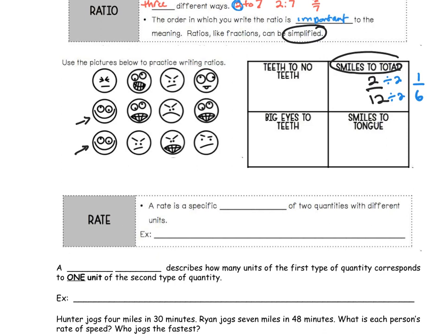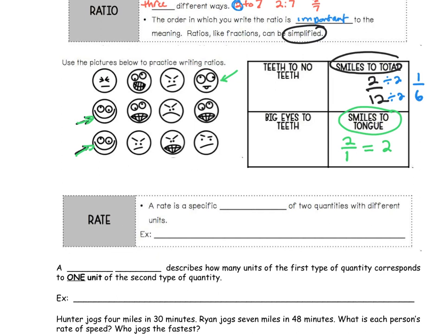Next, we're asked to find the smiles to tongue. So if I look at this, there's smiles. I notice again, we're going to go with these 2 smiles. And now I'm going to look at any picture that is showing a tongue. And right here, I see one picture that's showing a tongue. So I could write this as 2 smiles compared to 1. You may notice that we'd be able to simplify this to just 2.